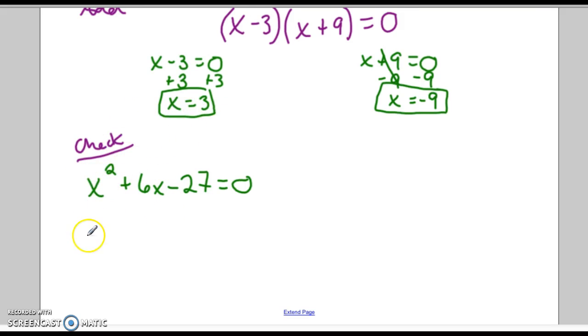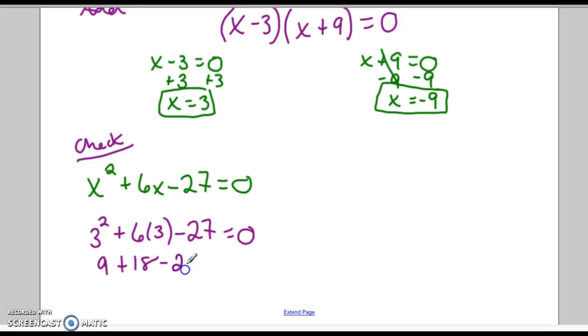So plugging in 3 to x, I have 3 squared plus 6 times 3 minus 27 equals 0. So 3 squared is 9 plus 18 minus 27 equals 0. Sticking with order of operations, 18 plus 9 is 27, minus 27 equals 0. 0 equals 0. That is true. So I know I did it correct, and 3 is an actual value of x.